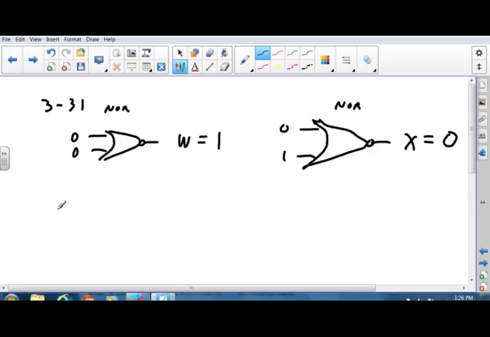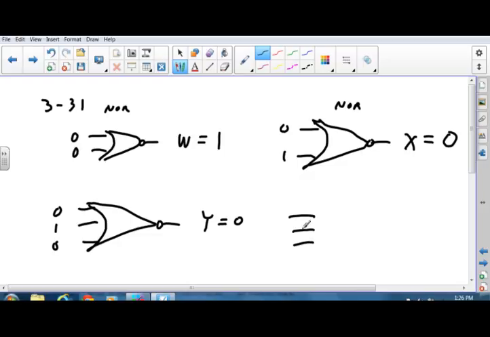All right, next guy, 0, 1, 0. 1, 2, 3 inputs into a NOR, and I got a Y. So the 0, 1, 0, if it were just an OR, that would give me a 1. The 1 is inverted, so I get a 0 out. 1, 1, 1 into a NOR, and Z would be a 0 out. 1, 1, 1, the OR gives me a 1, I invert it to a 0. All right, that does that.